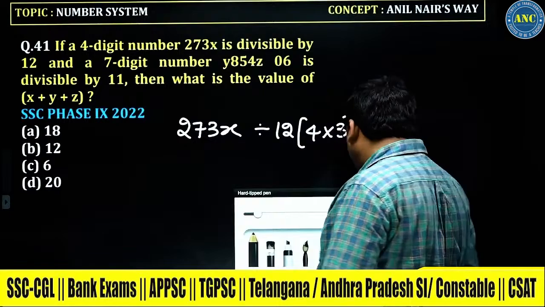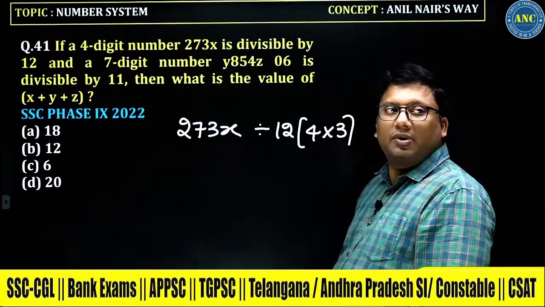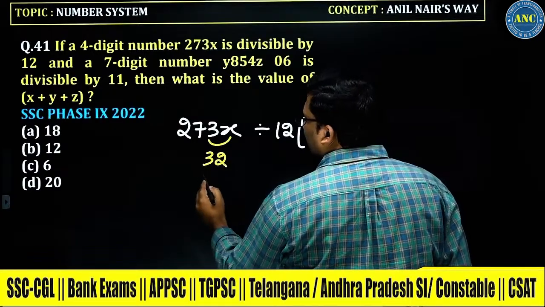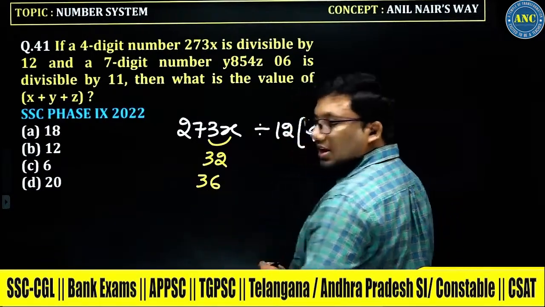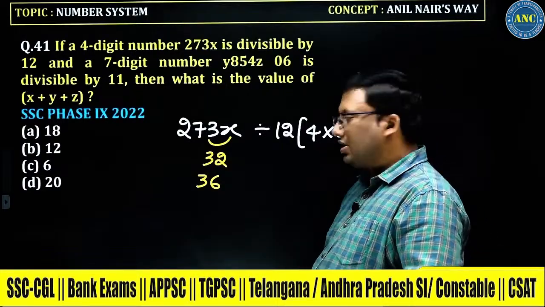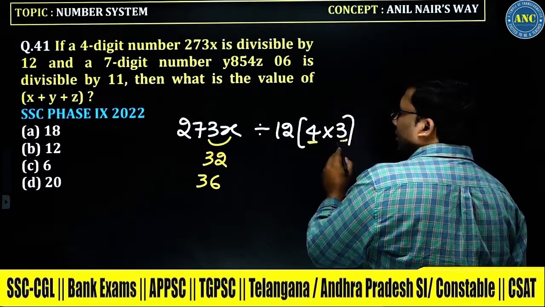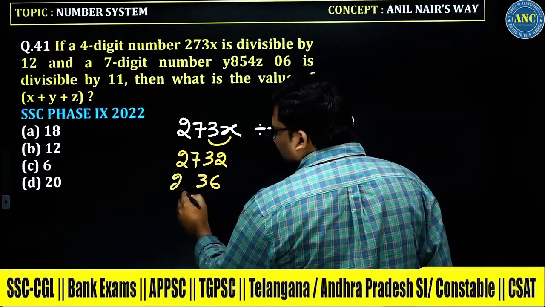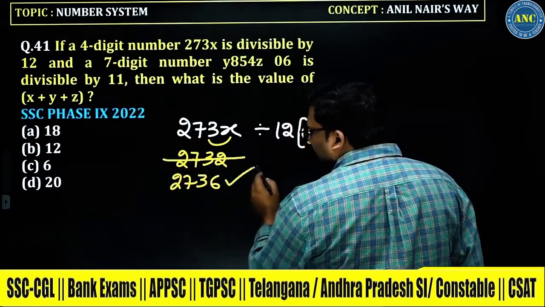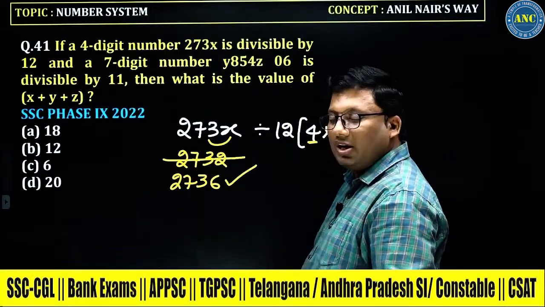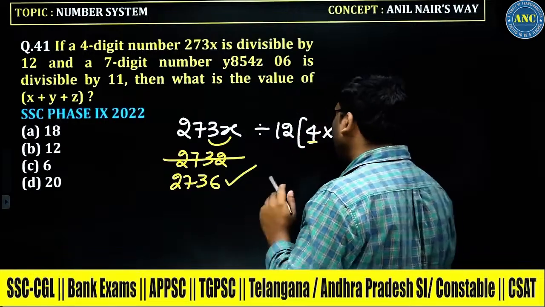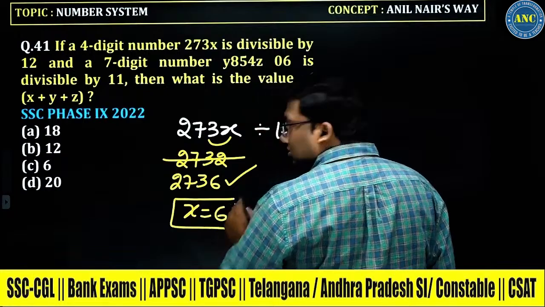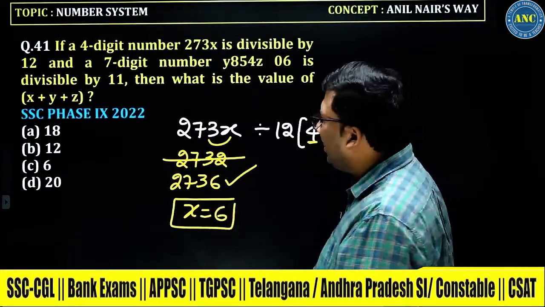For it to be divisible by 4, the last 2 digits should be divisible. That means 32 is one case, 36 is one case. This is for 4. For 3, the sum of the digits should be divisible by 3. 2 plus 7, 3 plus 6, it is divisible by 3. By applying the divisibility rules of 4 and 3, I got the value of x as 6. I hope the idea is clear.